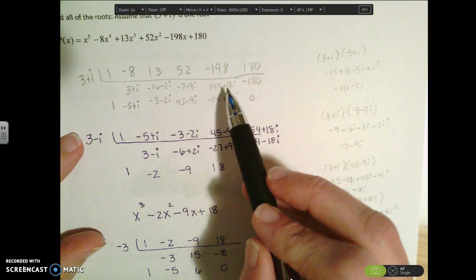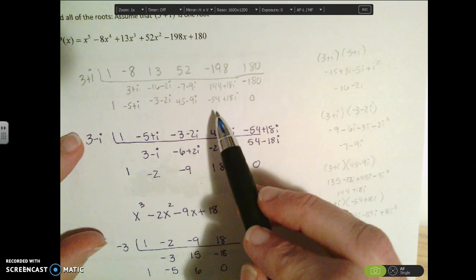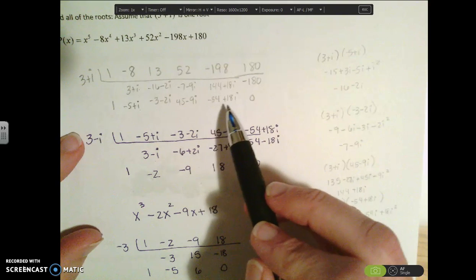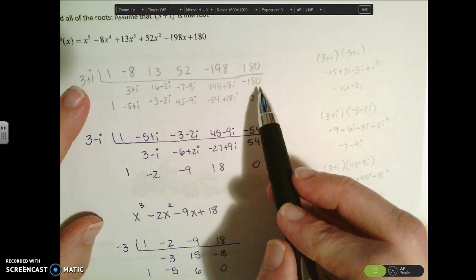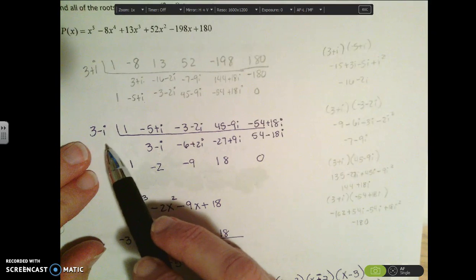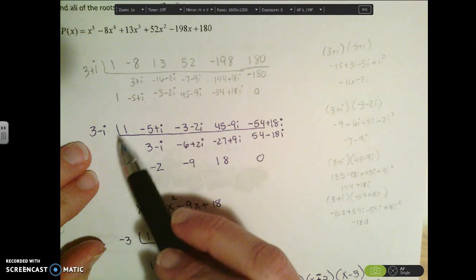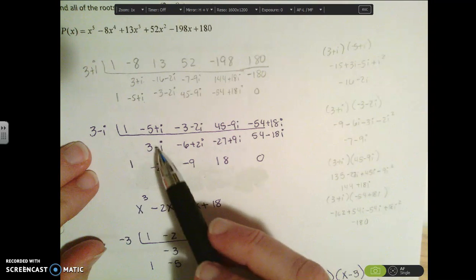Multiply again and I get 144 plus 18i. Add those together and I get negative 54 plus 18i. Multiply these two together and I get negative 180, and then I end up with 0. So when I put, the next root is going to be 3 minus i, and again when I do the 3 minus i, it's much easier.